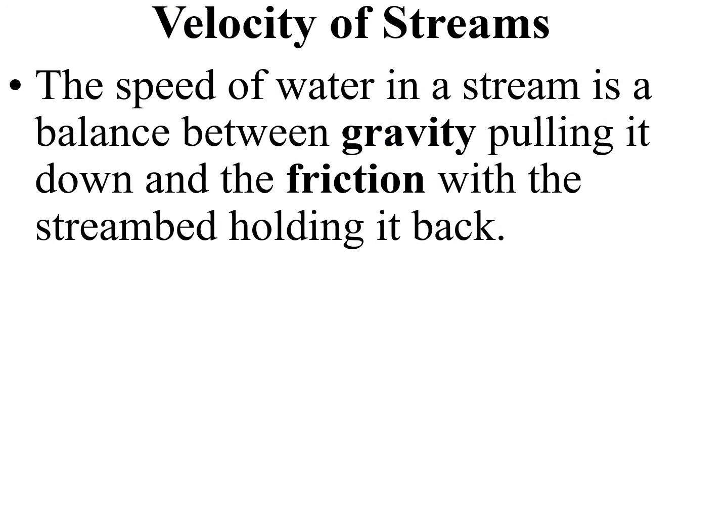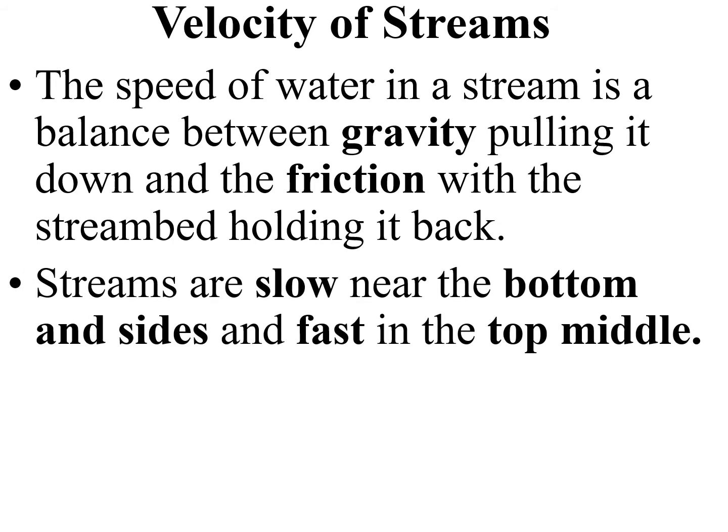So how fast can water go? Well, it's always a balance. Gravity's pulling it down, but friction with the stream bed holds it back. Streams are slow near the bottom and sides and fast in the top middle. Right? If you're wandering out into the Delaware River, you know you could go a few feet out in it, usually if it's shallow, and the current is not going very fast. As you get further into the river and it starts getting deeper, it certainly starts getting faster.